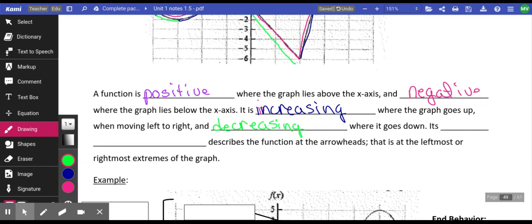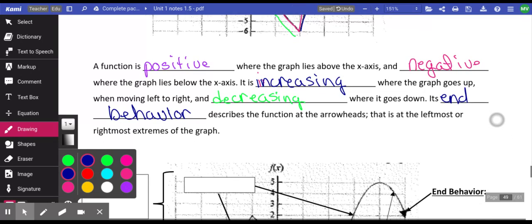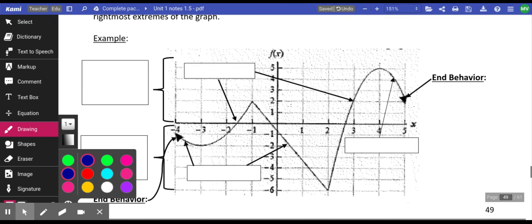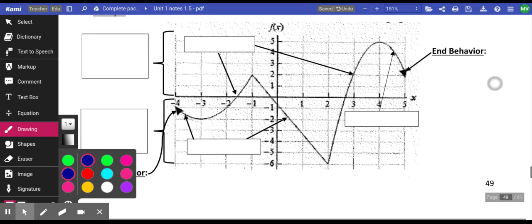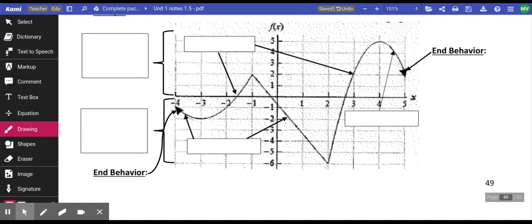Its end behavior describes the function at the arrowheads. That is the leftmost or the rightmost. So here we're going to label the parts that I just kind of went over. I want you to pause and try to do this on your own and then come back.